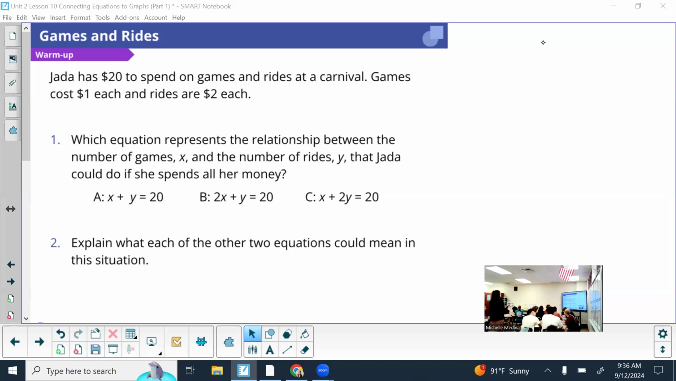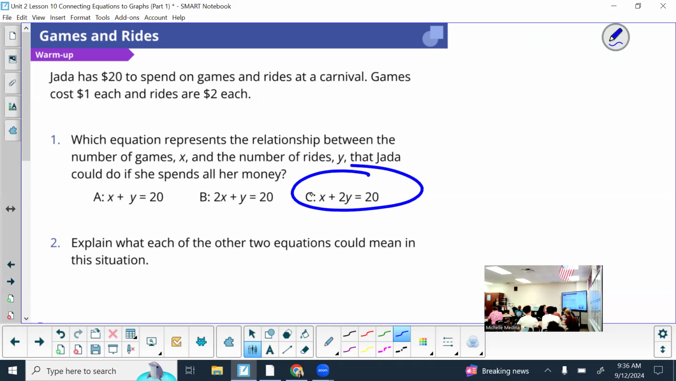$20 to spend on games and rides at a carnival. Games cost $1 each and rides cost $2 each. Table 1. Which of these equations represent the relationship between the number of games X and the number of rides Y that Jada could do if she spent all of her money? And Y equation C.